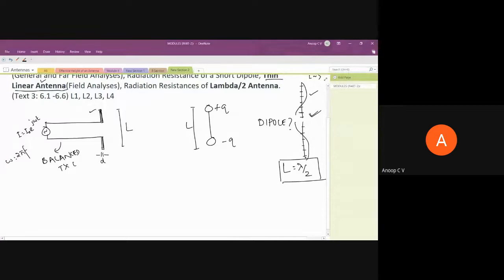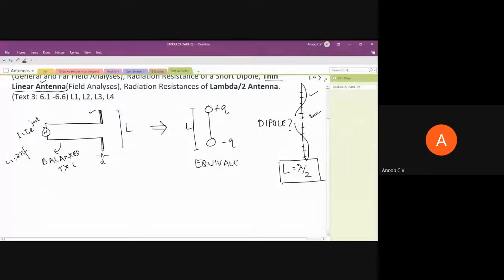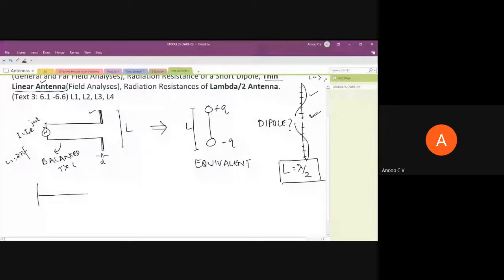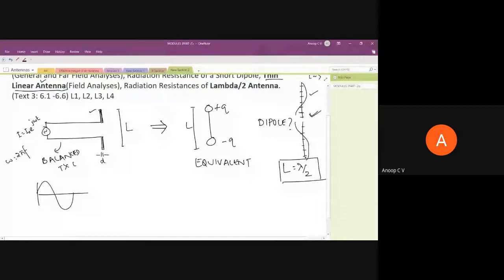So what we can do is equivalently represent this short electric dipole like this. This is the equivalent representation of a short electric dipole. Before that, I'll just tell you how this structure is radiating. Suppose the current is a time varying current, a sinusoid, so the current will have positive and negative half cycles.